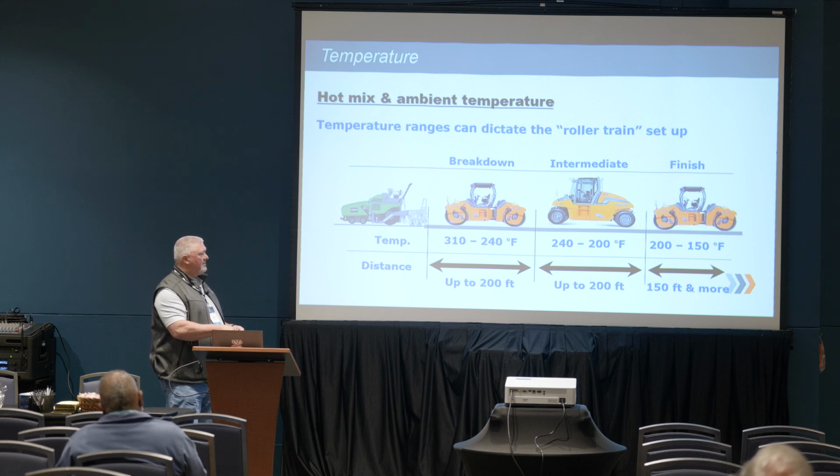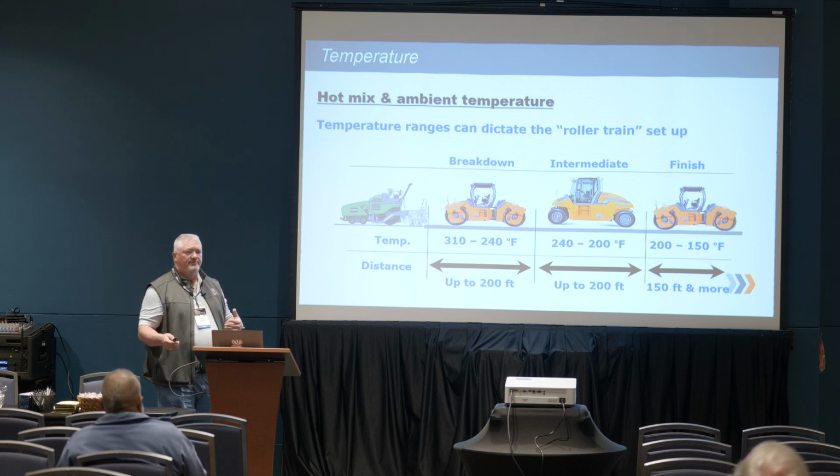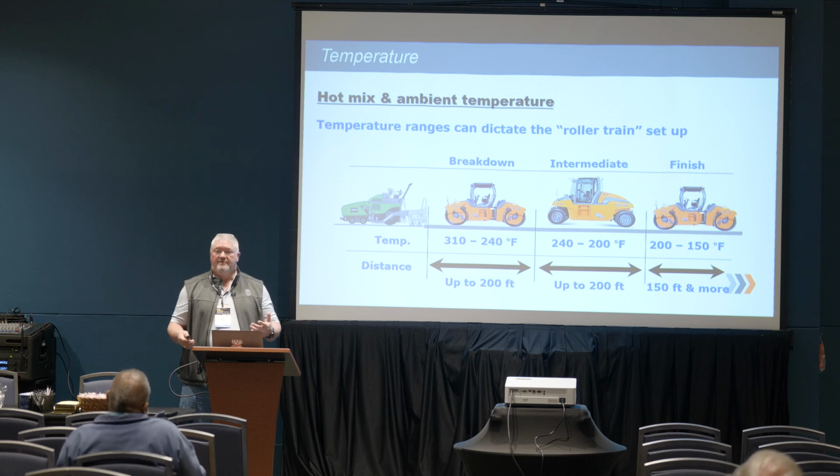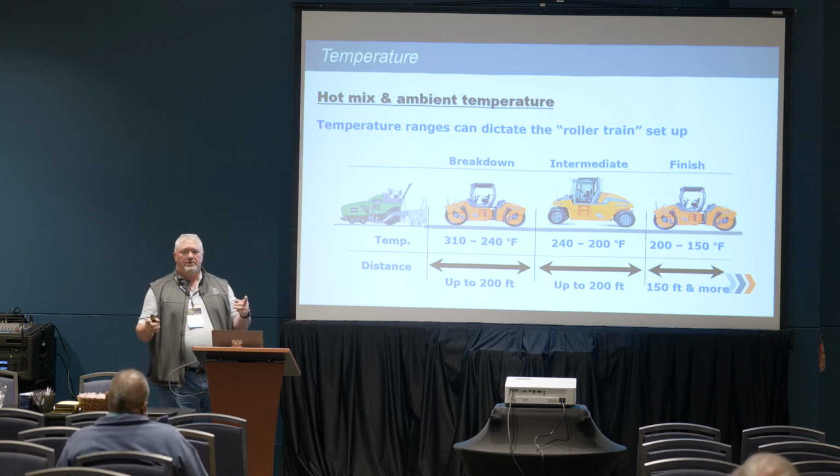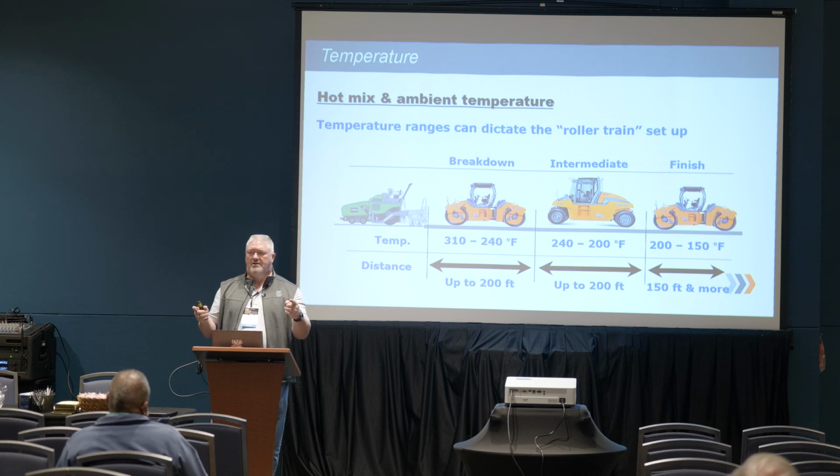If I had a polymer modified, that upper limit is maybe 350, 360. If I have a warm mix, maybe it's 260, 270. But at least if I know my ranges to get all my passes in and stay consistent with that, I've got a better chance of getting density and I got a better chance of getting rideability.